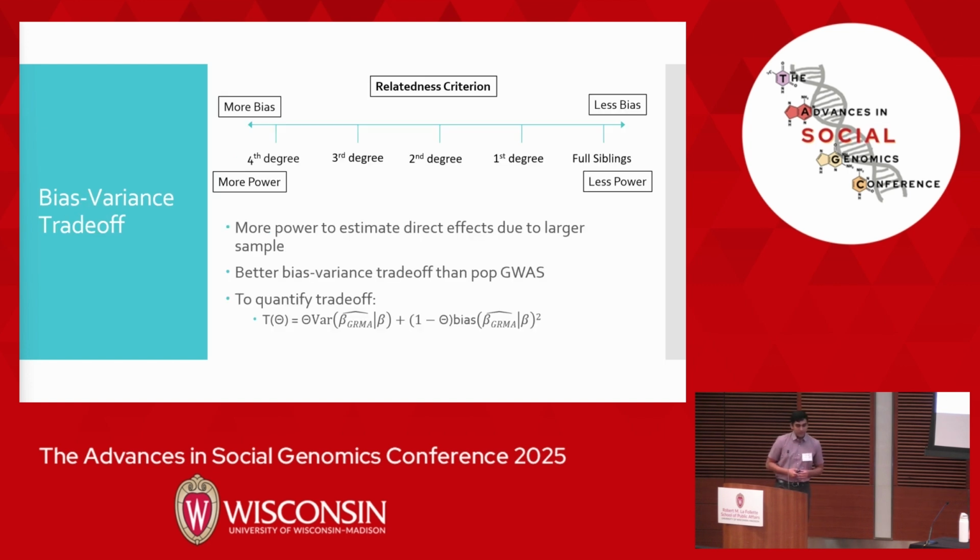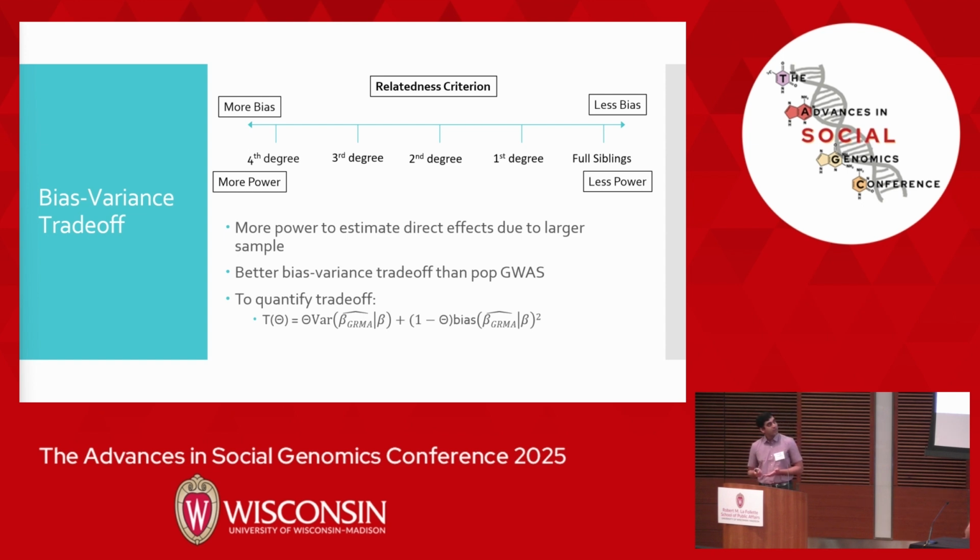And from that visualization, we also see this kind of bias-variance trade-off. At relatedness criteria such as siblings, we typically have estimates with low bias, but also lower power because of the small sample size. As we relax this relatedness threshold to third- and fourth-degree relations, we increase individuals, leading to more power, but also introduce some bias into the estimates. GRAMMA can actually get a better bias-variance trade-off than that from population GWAS, and this is because by holding some amount of bias fixed, you can reduce the sampling variance by using more of the sample.